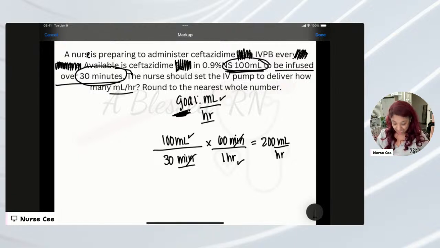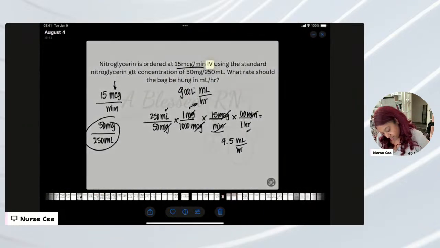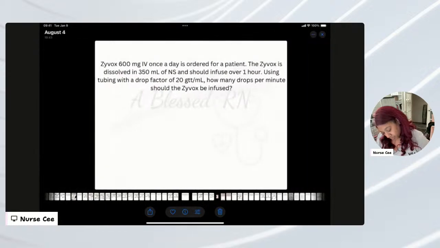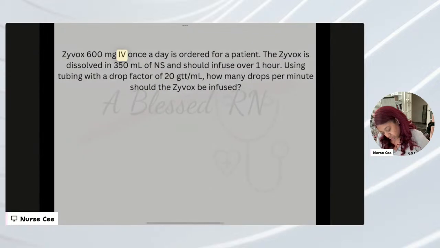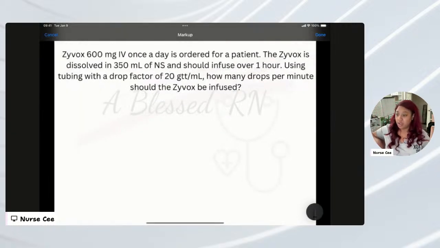All right. Let's do another one. Okay, so look at this. IV is hard. It don't have to be. Let's put together these puzzle pieces, okay?